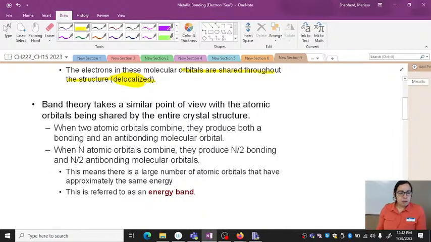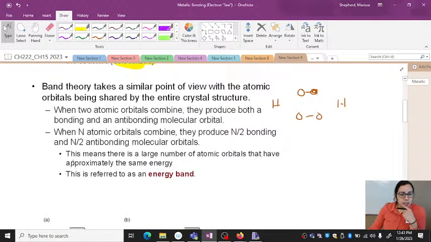When two atomic orbitals combine, we said that they produce both a bonding and an antibonding orbital. We just saw that, thinking back to basic H2. So if you have n atomic orbitals combining, they produce n/2 bonding and n/2 antibonding. That's all that's saying: we put two orbitals in, and half of those are bonding, half are antibonding.